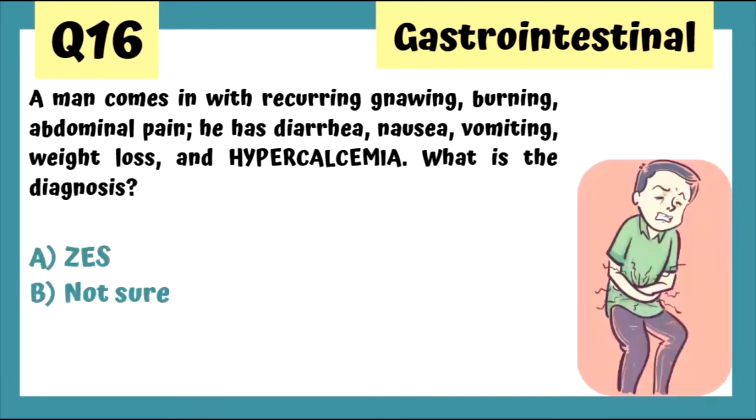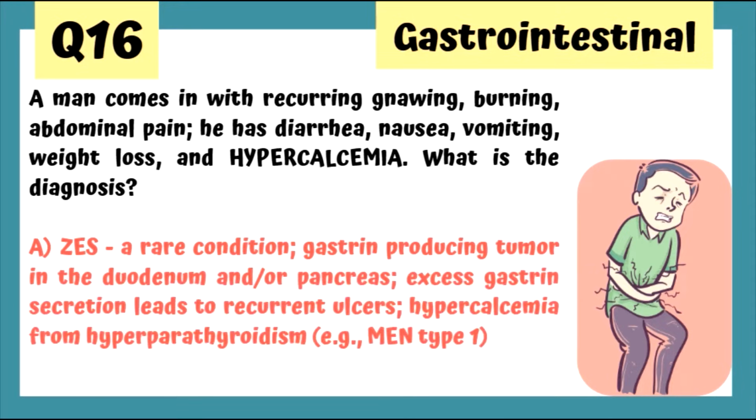Question 16. A man comes in with recurring, gnawing, burning abdominal pain. He has diarrhea, nausea, vomiting, weight loss, and hypercalcemia. Always look out for these things. Why would he have hypercalcemia? What is the diagnosis? ZES or not sure? On a test, I wouldn't write not sure. I would write ZES, Zollinger-Ellison syndrome, who develop hypercalcemia in addition to these other abdominal symptoms. It's a gastrin-producing tumor in the duodenum and or the pancreas, and there's excess gastrin secretion that leads to recurrent ulcers. And the reason why there's hypercalcemia is because of the association with hyperparathyroidism, such as in MEN type 1.